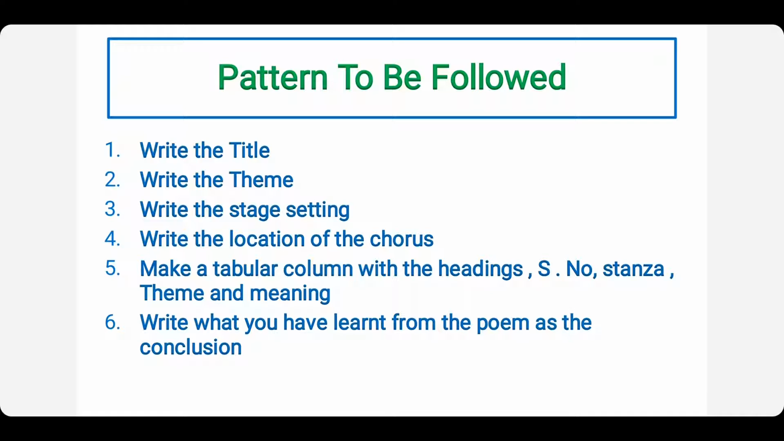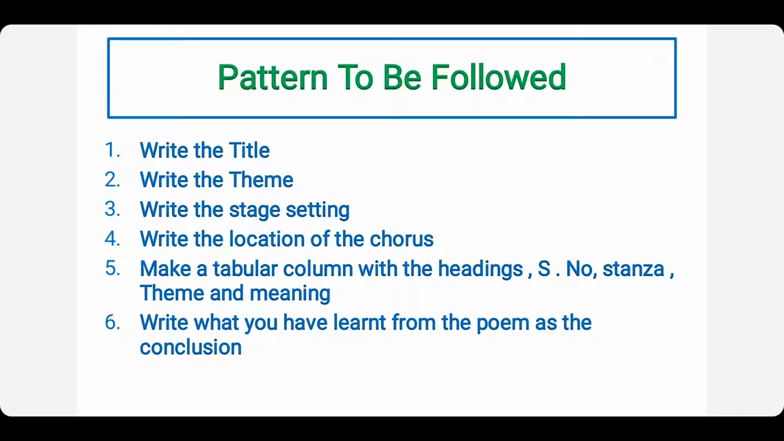Write the location of the chorus. Chorus means the singing group. Whenever we make a choreography, generally a group of students are made to sing the poem in a particular tune, any tune that they like, and 2 to 3 students are there on the stage enacting. Whatever line is being sung, for that respective line, what is the action that they would be doing on the stage. This is what the chorus does. It just keeps singing. So the location of the chorus means which side of the stage the chorus is located. That is a singing group.